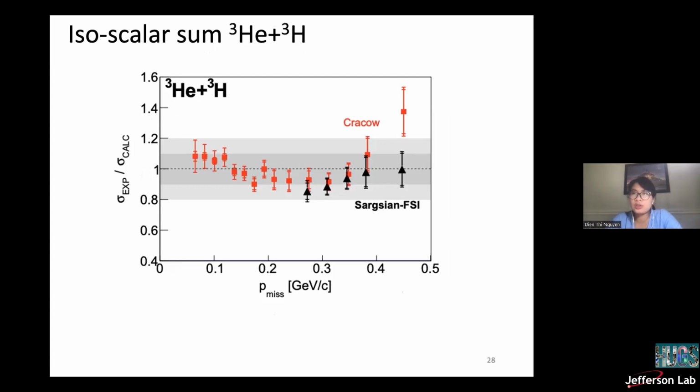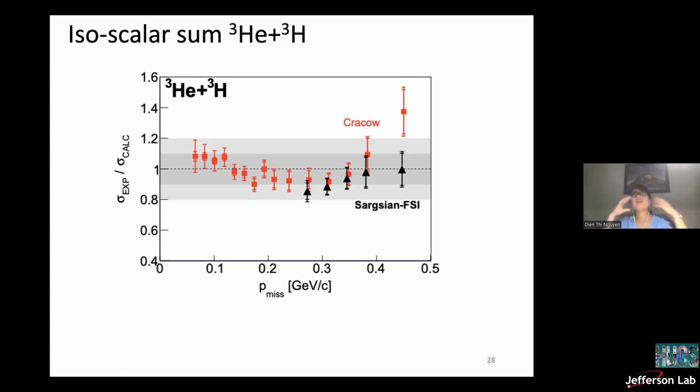Now we get the total cross section of helium-3 and tritium from the experiment, and we divide it for the calculation. This calculation shown here is from the calculation that includes some final state interaction. We see that if we have the total, this isobar sum, the data and the experiment agree pretty well together, within about 10% up to about 500 MeV. So that is really good.